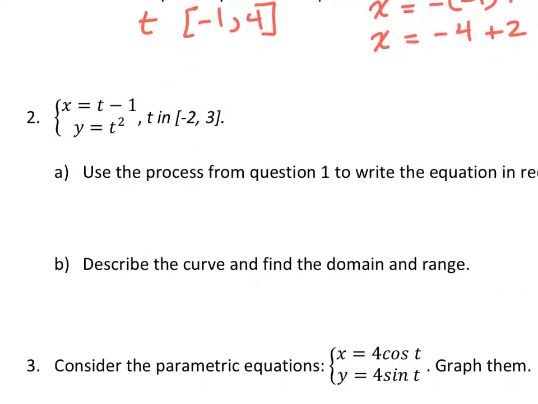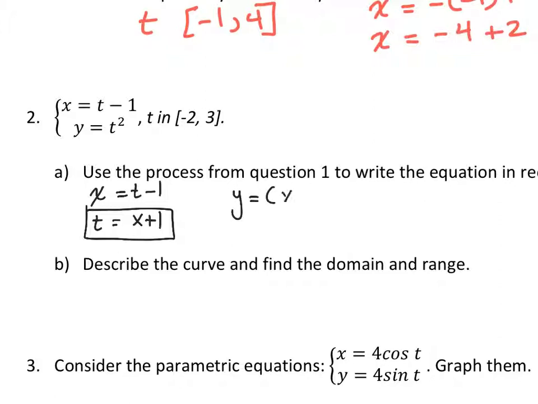Step number 1 is to isolate t in the first equation. So if x is equal to t minus 1, t is equal to x plus 1. Then I need to plug this in the y equation. So y is equal to x plus 1 to the power 2. Now remember that this is an equation of a parabola. Do I need all of the parabola? Do I need to restrict this parabola? The answer is yes, I do need to restrict the domain.